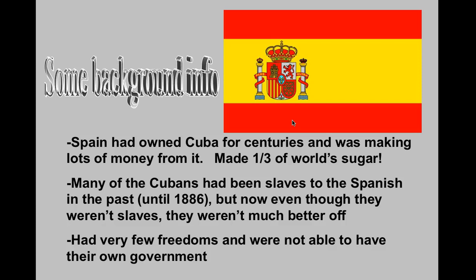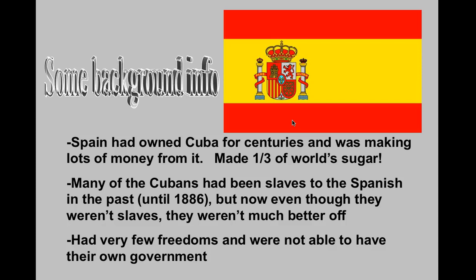So if we go way back, way before the years covered in this class, you would learn how Spain owned Cuba for centuries and was making lots of money from it. In fact, at one point, by the mid-1800s, they say a third of the world's sugar was coming from Cuba, which was under Spanish control. After all, remember Christopher Columbus, that cool cat, Chris Columbus, sailed the ocean blue, 1492? Who paid for him? He was from Italy, but who paid for him to come? Remember, it was Spain, so hopefully that makes a little bit more sense.